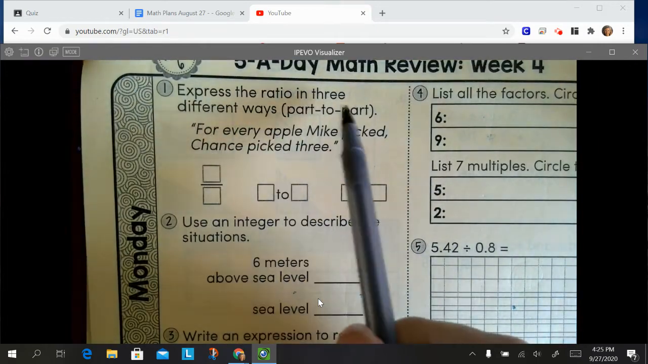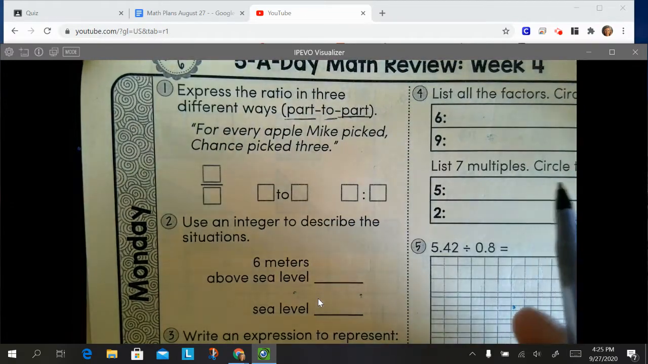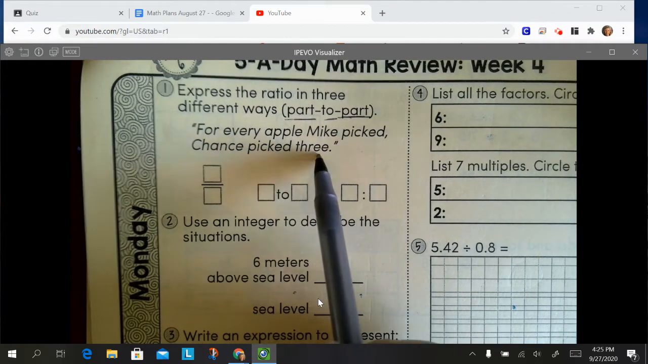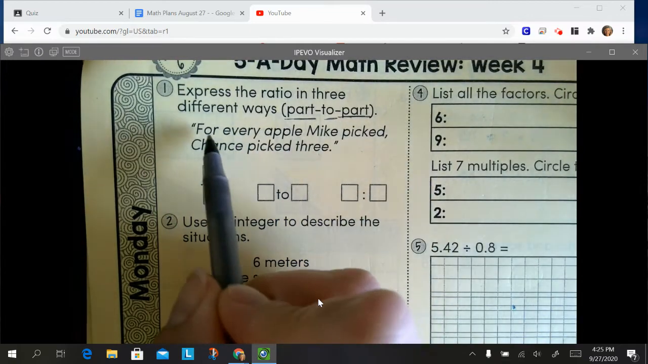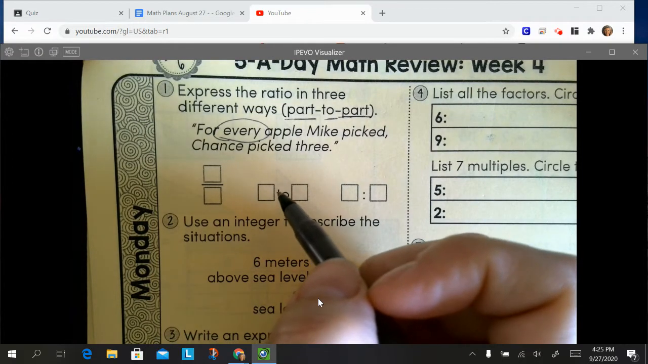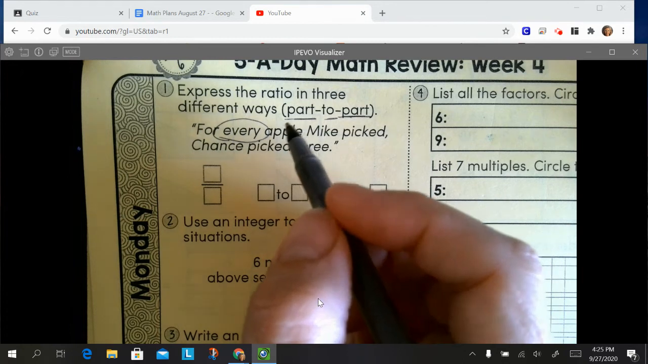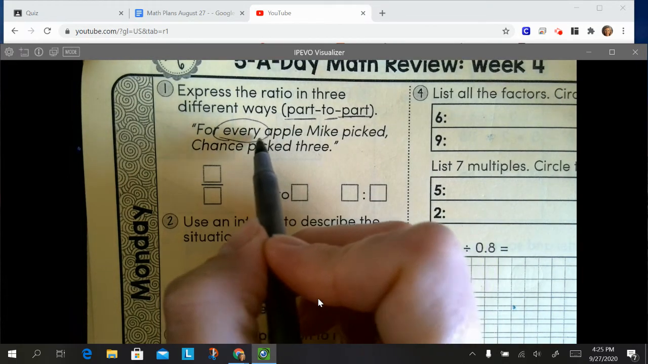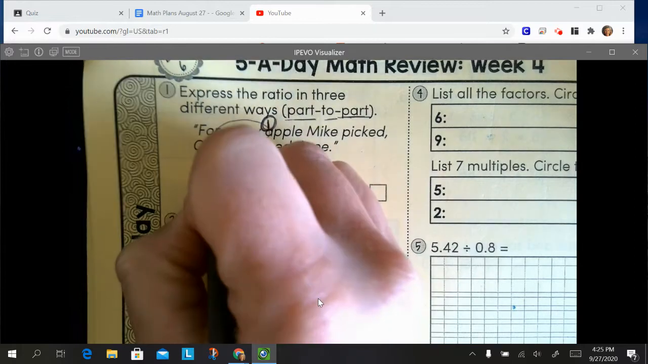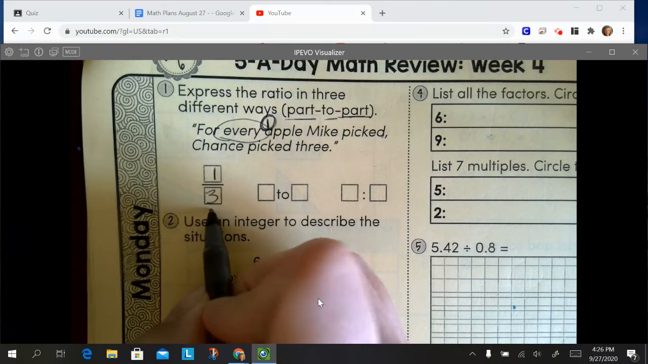Number 1 says express the ratio in 3 different ways, and they're looking at a part-to-part relationship. The sentence they give us is: for every apple Mike picked, Chance picked 3. When I read this, I say for every apple. Well, you kind of have to think, how many is every? Is it 1? Is it 2? Is it 3? It's tricky because they want you to figure out what number that would be. For every apple just means 1. For 1 apple Mike picked, Chance picked 3. So for every 1, Chance picked 3.